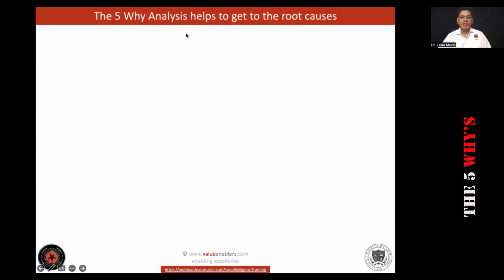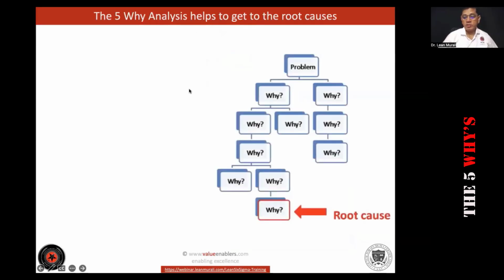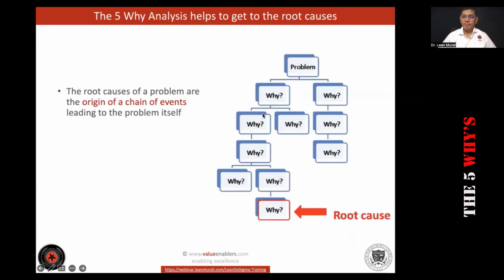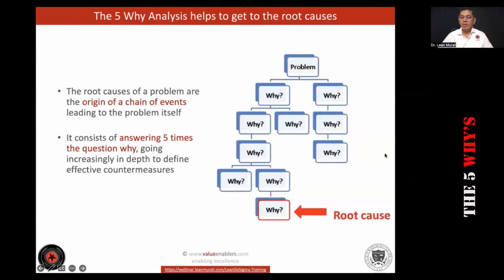Good. So let me go a little bit into depth. The 5 why analysis helps to get to the root causes. Now, do you agree with me? The chain of causes actually leads to a problem. Type agree in the chat box, or super agree if you super agree. It is said that if you answer 5 times, you invariably get to the cause on which you can take action. A cause on which you can take action is called a root cause.